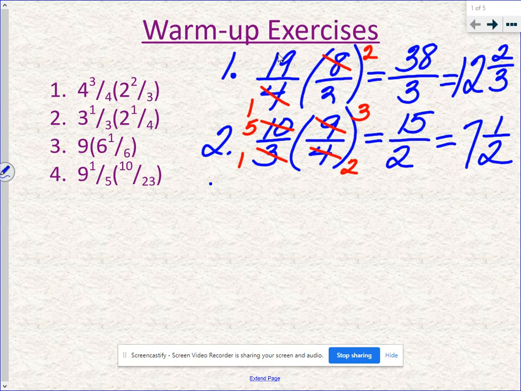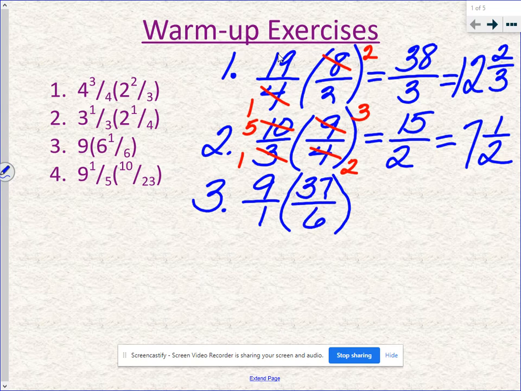Now we go to number 3. The tricky part of number 3, and I put tricky in quotes, is you had to remember to put the whole number 9 over 1. And then we convert 6 1/6 into 37/6. And then we say 3 goes into 6 twice. 3 goes into 9 3 times.